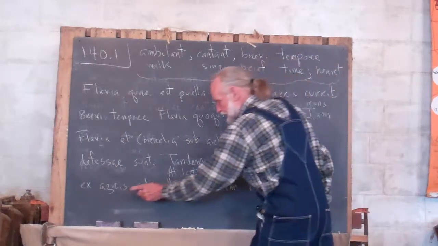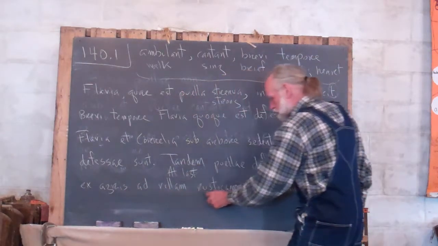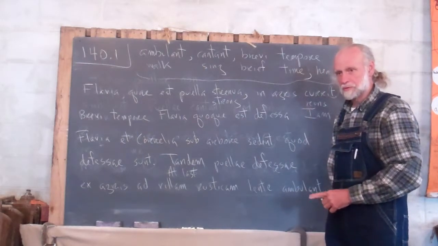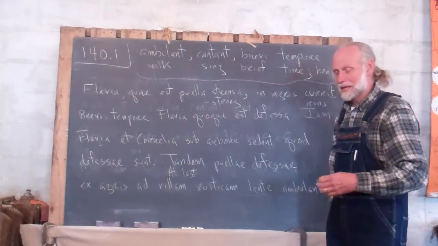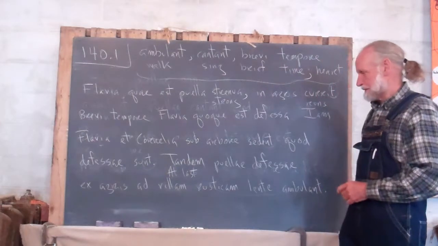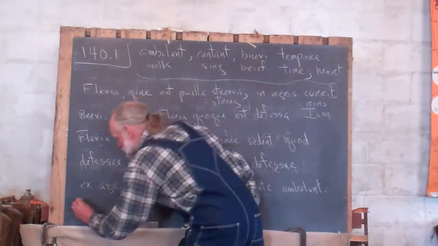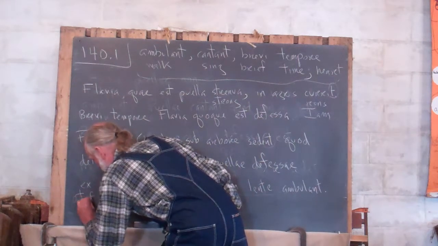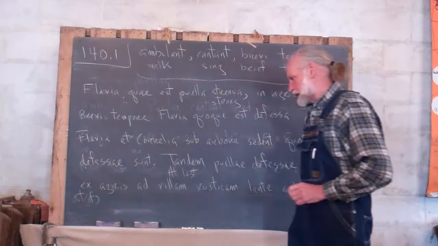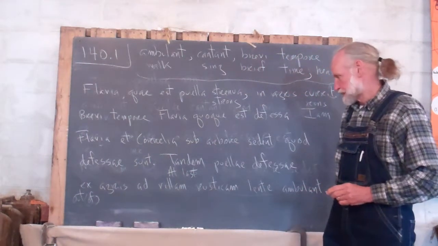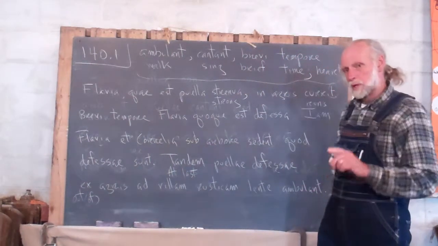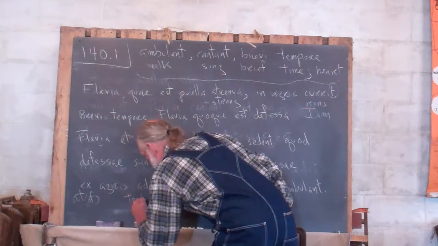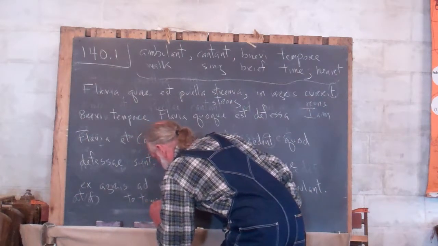Puelle defesse ex agris ad vilam rusticam lente ambulant. And here I have students stumble. They've been understanding, but now they have trouble. Ex means out, or out of. Let's put the of in parentheses. That is a preposition. Ad means to, or toward. To, but with the idea of toward.